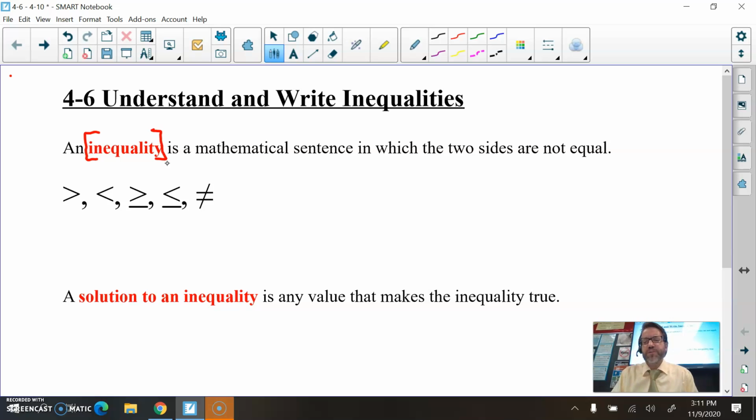So we'll be using some different symbols. Instead of using this equal sign that we use in equations, we'll be using some other symbols. We have the greater than symbol, less than symbol, greater than or equal to symbol, less than or equal to symbol. And then we have this one right here, and that simply means it's not equal to. It's like an equal sign with a slash through it. So a solution to an inequality is any value that makes the inequality true.